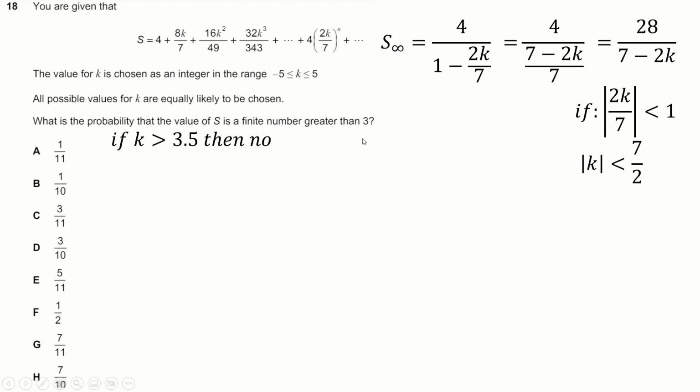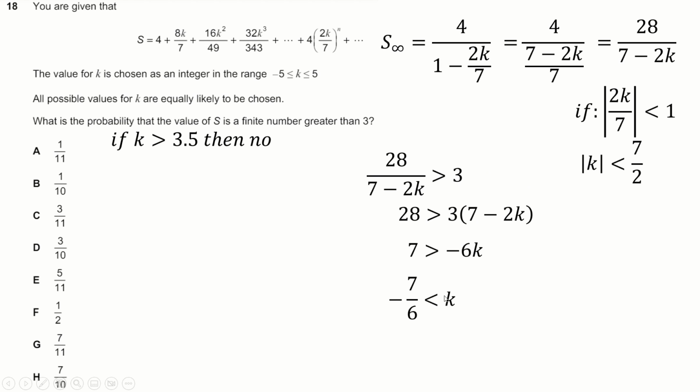So, okay, that's the first thing I'll say. But also, then we actually need to say, well, this is the sum to infinity if this is true. Let's just make that bigger than 3. Now, I can actually get away with just timesing by 7 minus 2k both sides here. The reason I can do that is because if the mod of k is less than 7 over 2, then this is always positive. So usually you can't do this with an inequality because you might be timesing by a negative. But if this is true, which it is for any of this to make sense, then I can just be lazy and do that. Expand this out and rearrange, and you end up with this. So k has to be bigger than that, but it has to be less than 3.5.